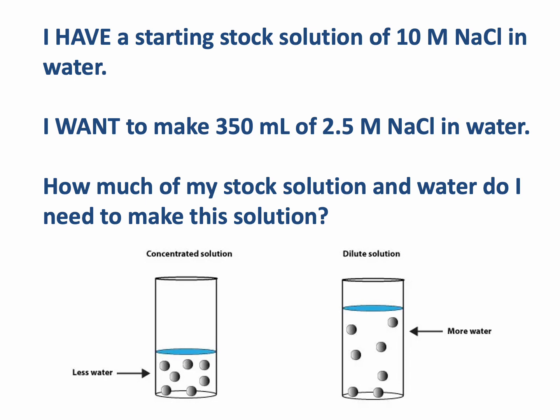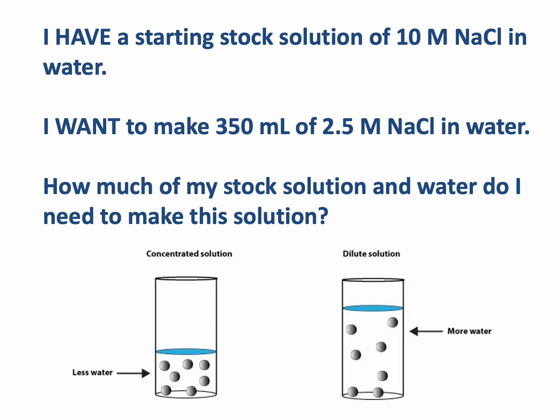Well, right off the bat, you have a starting concentration. You know that 10 moles is your starting concentration. So that's your C1. You might want to write this down. So C1 is 10 moles or 10 molar. You have a C2 because you want 2.5 moles, right? So that's going to be your C2.